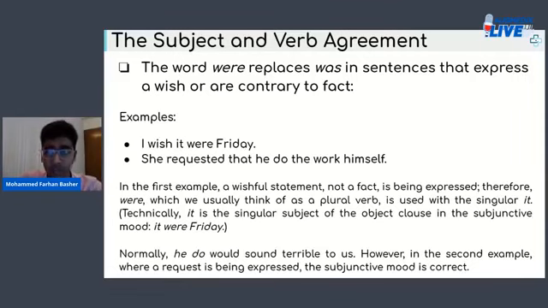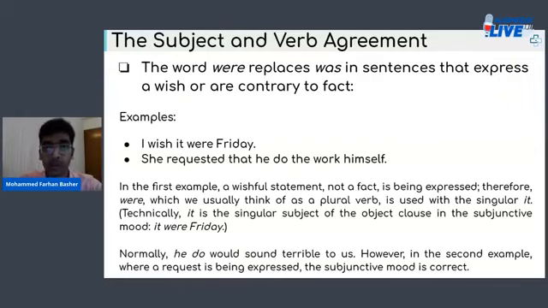So you're talking about something that is completely hypothetical, imaginary. You just wish. Now, this wish will never come true because today can never be Friday. Friday will come when Friday has to come, right? But for now, today is never a Friday, can never be a Friday. Today is today, which is Tuesday. So you say, I wish it were Friday. To express this imaginary wish of yours, you use were in place of was.